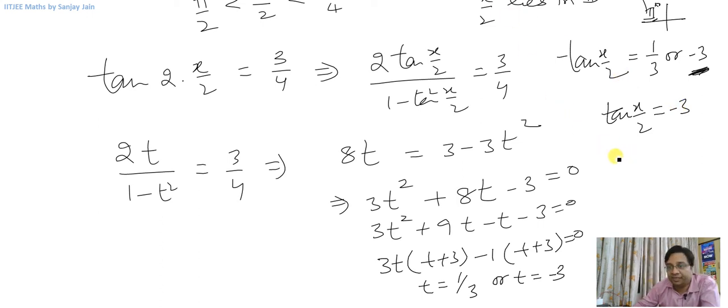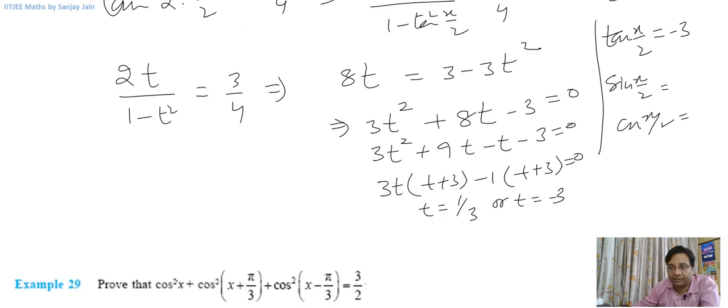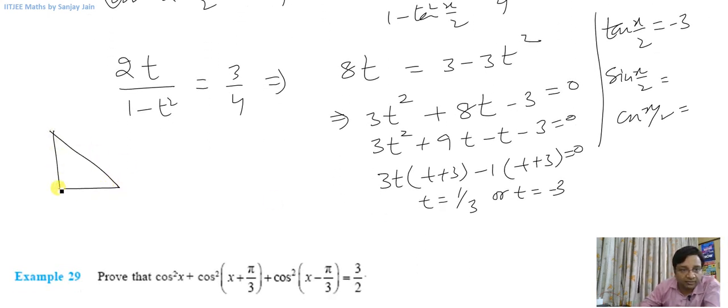Now it is very easy because you need to find sin(x/2) and cos(x/2), right? So what you can do is you can consider a triangle like this. Let this be your angle x/2. So it is -3, and this is the right angle. TOA, opposite by adjacent. So let us consider the opposite side to be 3 and the adjacent side to be 1. We will take care of the sign later. So what will be this side? 3 squared is 9 plus 1 squared, so 9 plus 1 is 10, and then square root.